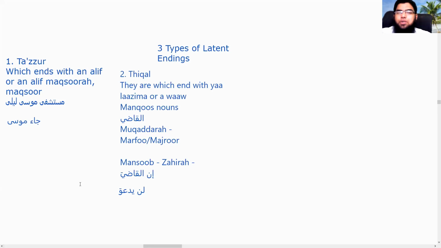Okay, the difference between ta'adhur and siqal is that in ta'adhur it is impossible in all three cases. Marfu with dhammatun muqaddara, mansub with fathatun muqaddara, majroor with kasratun muqaddara, right? But here it is mansub with fathatun zahira. You can see the fatha, al-qadiya, al-muhamiya, and whatever. Or lan yad'uwa. You can see the fathas in siqal.